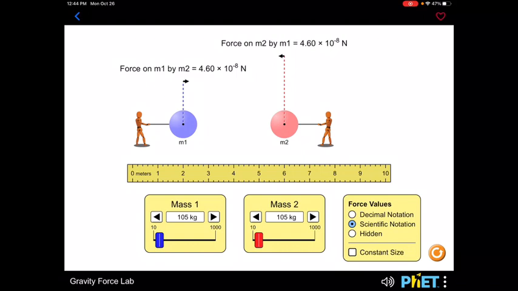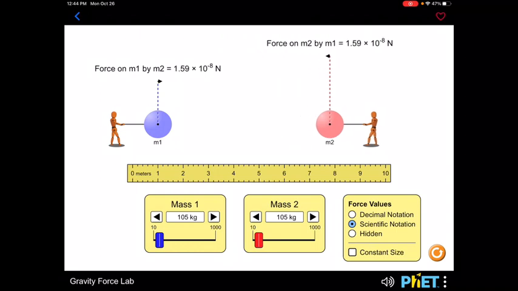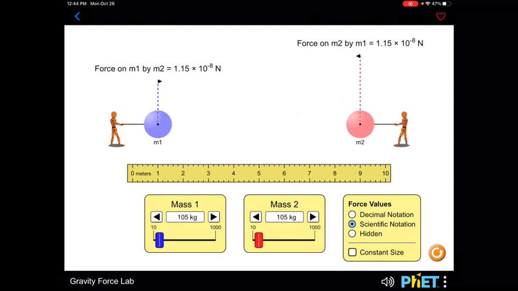So we're going to start by setting up our masses at the locations that it specifies. The first row says we need to have mass 1 at 1 meter and mass 2 at 9 meters. And then what we're going to do is take a look at the force on mass 1 by M2 above the blue circle, and we're going to look at force on M2 by M1 over the red circle. And those are what we need to write in our data table.